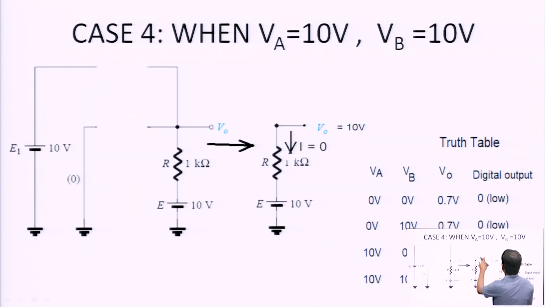Case 4: when VA is 10 volt and VB is 10 volt, both are 10 volt, this becomes open circuited. OC, this becomes OC, which means V naught is equal to 10 volt. So, this is the final truth table, you can see 0, 0, 0.7 I have taken, these are the voltages of the logic circuit. Okay guys, already discussed.